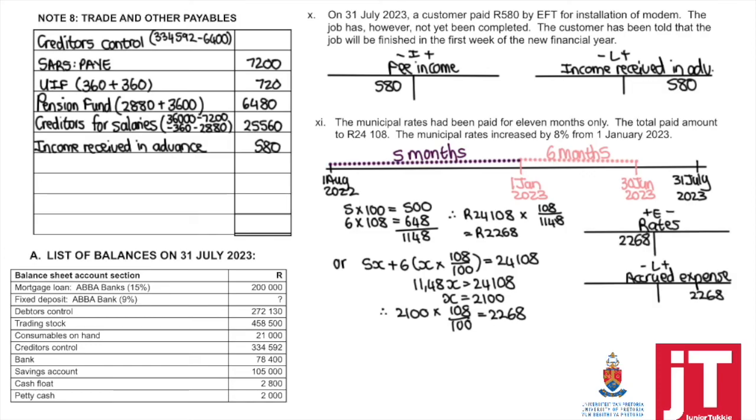And this means that the rates will be debited, which is an expense. Accrued expense is going to be credited. This forms part of your trade and other payables.